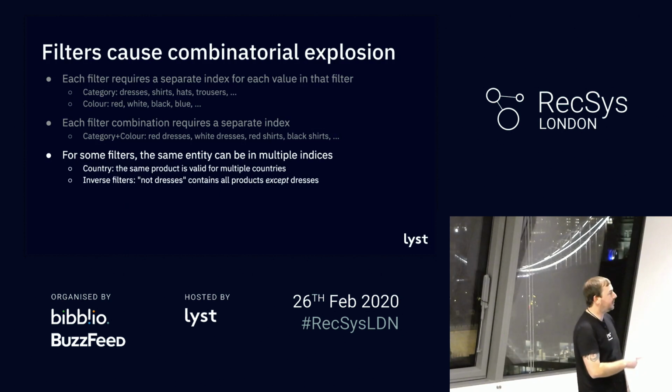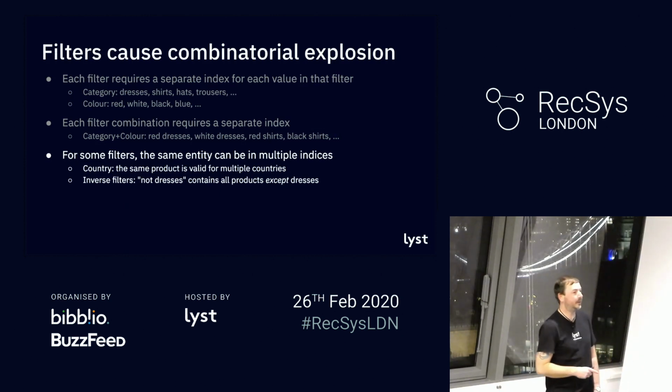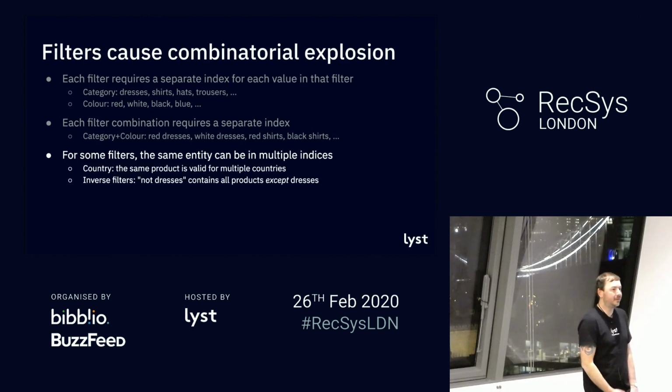It gets even worse if you do inverse filters. Inverse filters is something like, I want all the items that are not dresses. If you have 100 categories, and each one is 1% of your size, making 100 of these indexes is 99 times as big as the original index.